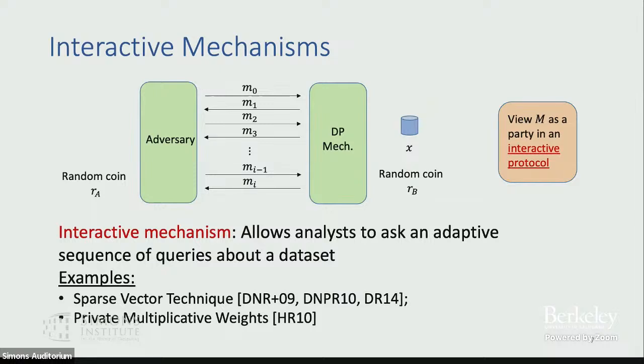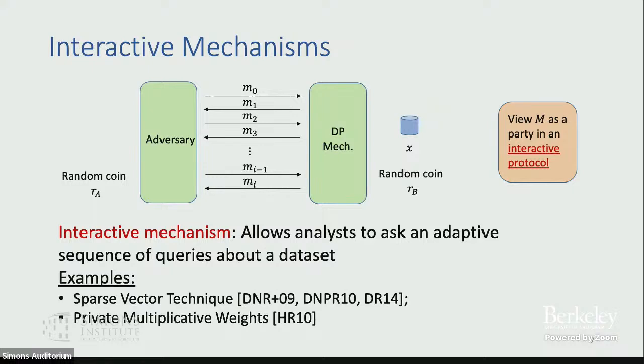To formally define interactive mechanisms, we are using the classical definition of an interactive protocol from the crypto literature. Here we view the interactive mechanism as a party in an interactive protocol, and each party has three components. The first one is a private input. Here, the private input of the DP mechanism is just a data set, and the adversary has no input, so we'll leave it blank. They all have random coins, which capture the randomness of producing a query or an answer sent to each party. And they also have a function that takes all previous histories and produces an answer, which is then sent to the other party.